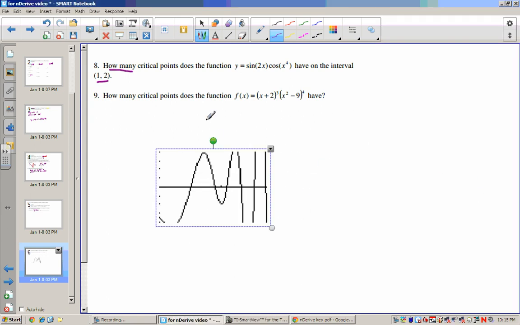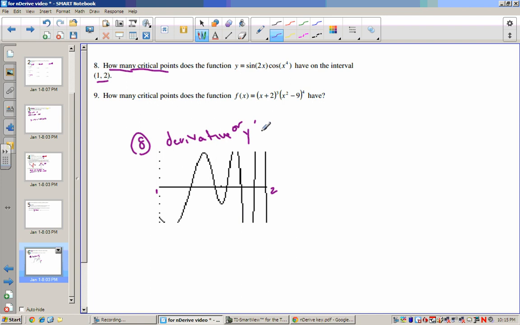And what we have here is, and so let's just label what we have here. This is number 8, and this is the derivative, y prime. And it starts here at 1, it ends here at 2, and I want to find out how many critical points. Well, the critical points are when y prime equals 0. So let's just count how many of those we have. We have 1, 2, 3, 4, 5, 6 of them. So our answer, number 8, would be 6. I'm going to let you do number 9 on your own.